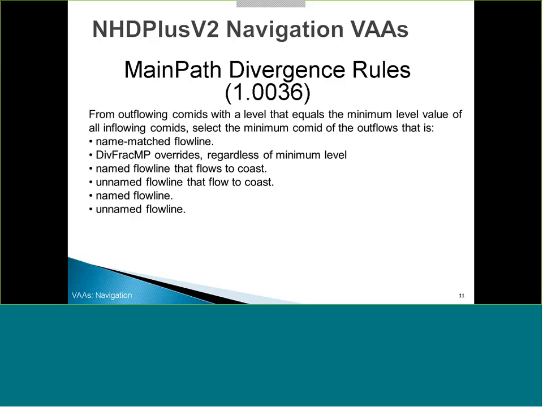If it can't follow a name, it navigates downstream from all the paths and asks, do any of them flow to the coast? If one of them flows to the coast, it becomes the main path. If more than one of them flows to the coast, then it continues on. If it's a named flow line that flows to the coast, that's picked. If there are no names, then it picks any named flow line as the main path. And if there's no other information, it just picks a path. And there are places, obviously, where it has to do that.